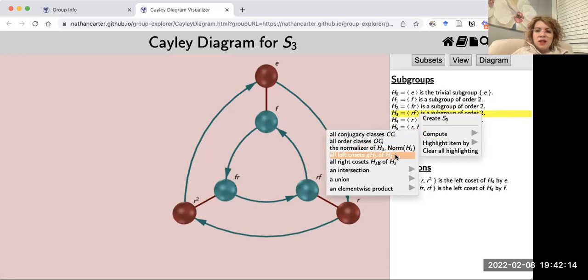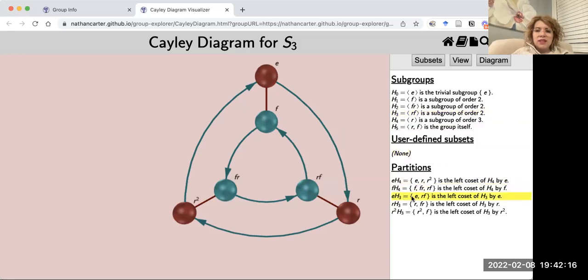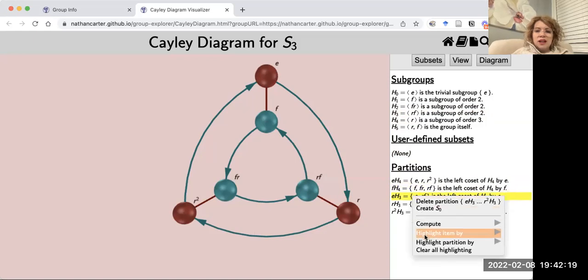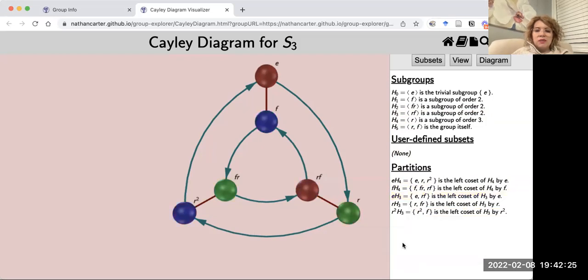So I'm going to compute all left cosets here, and then I'm going to highlight the partition by the node color. Okay, and then this time I have a partition that isn't as natural. So the original subgroup was H3, which is just the identity and RF. So it's these red nodes. They're separated, but they're still a subgroup. Anytime I have the identity and one other element, they're going to form a subgroup of order 2 if that other element has order 2.